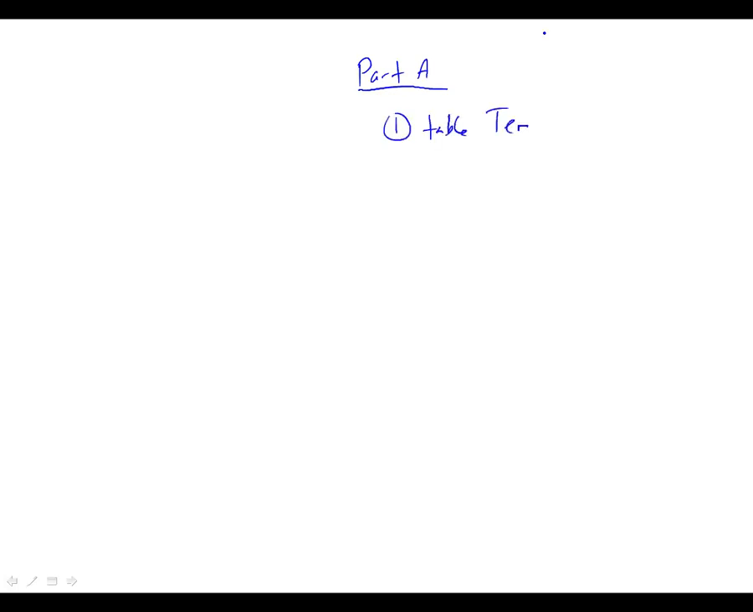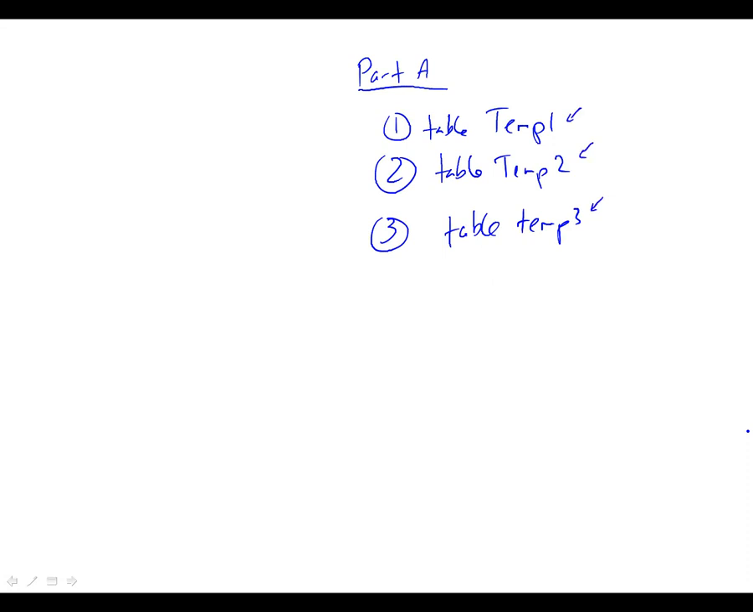You should have a second table, I believe, at temperature two. And you should have a third table at temperature three, if I'm not mistaken. Okay. And a reminder that for each of these tables, you will need to make those three graphs. So just doing the math there, that is 3, 6, 9 graphs you'll need to make for part A.